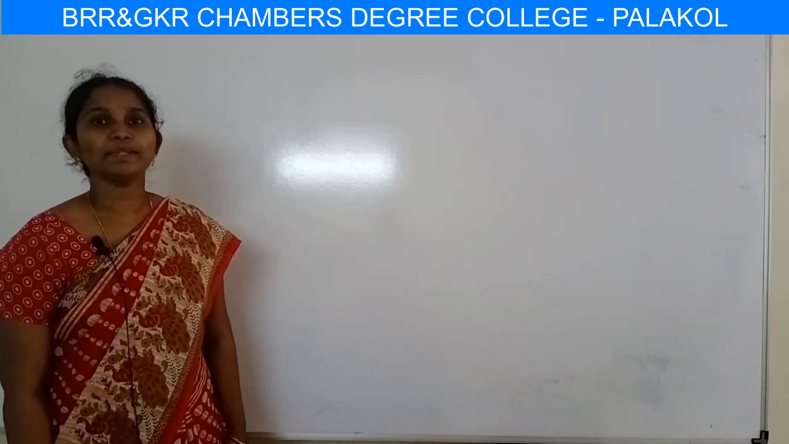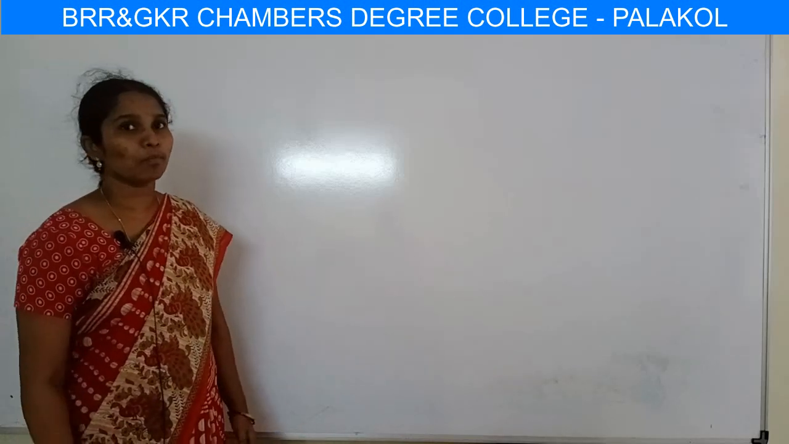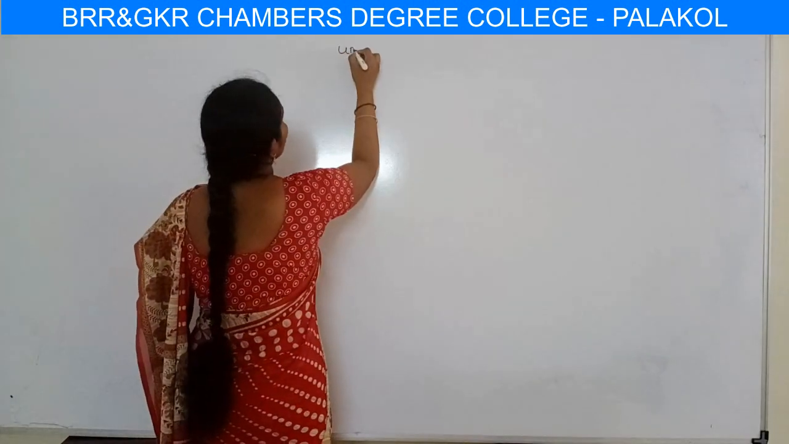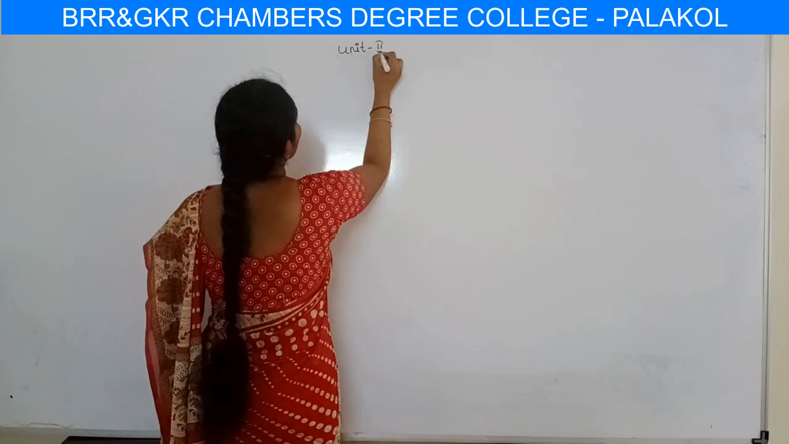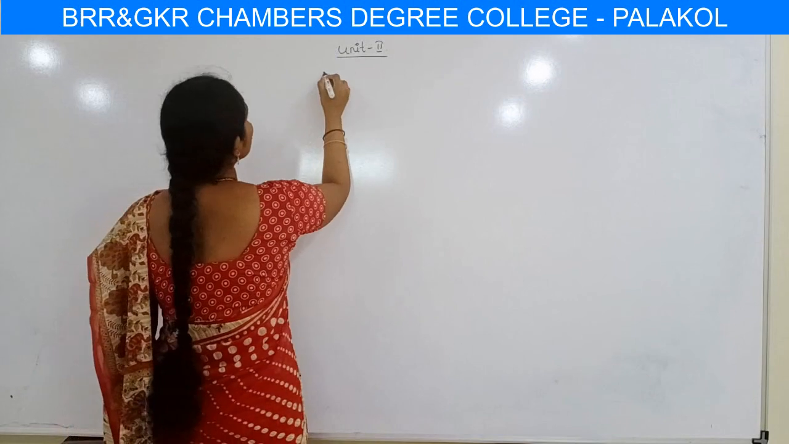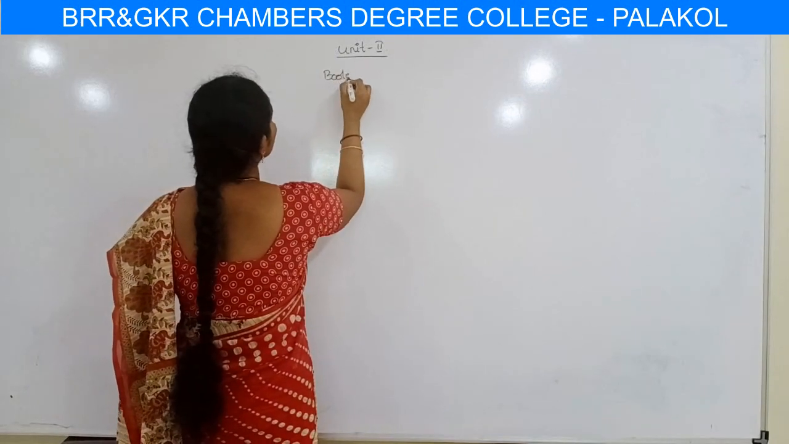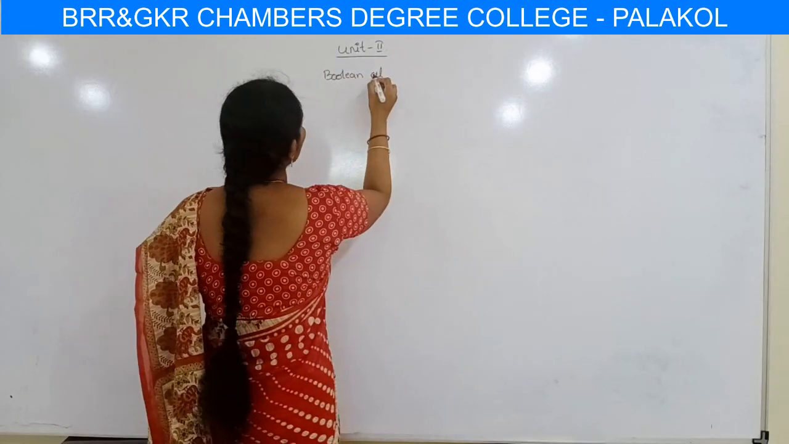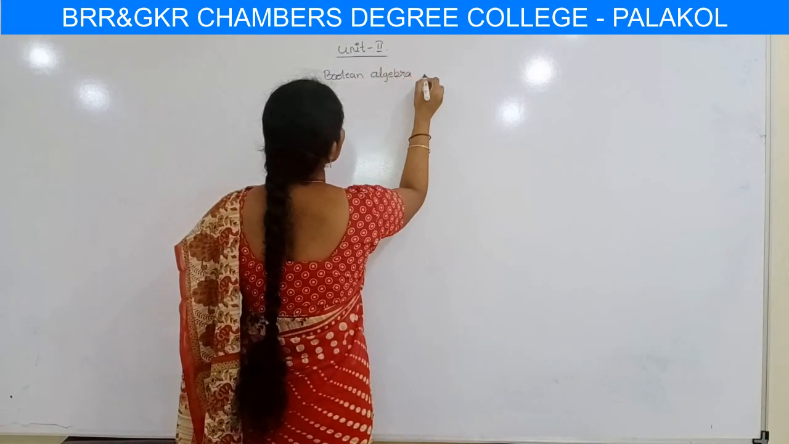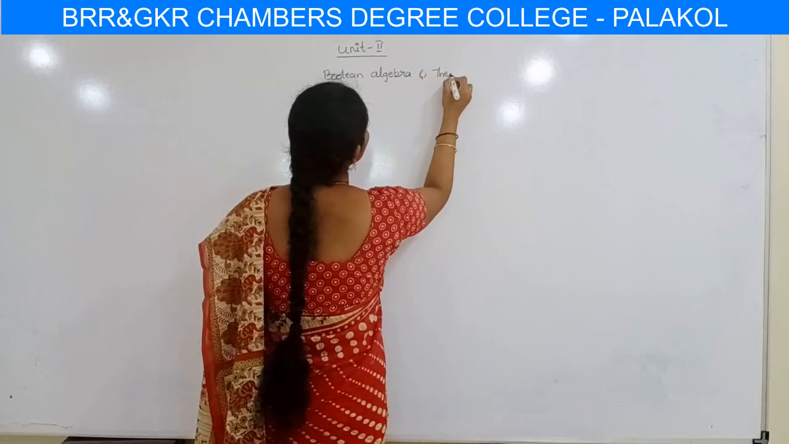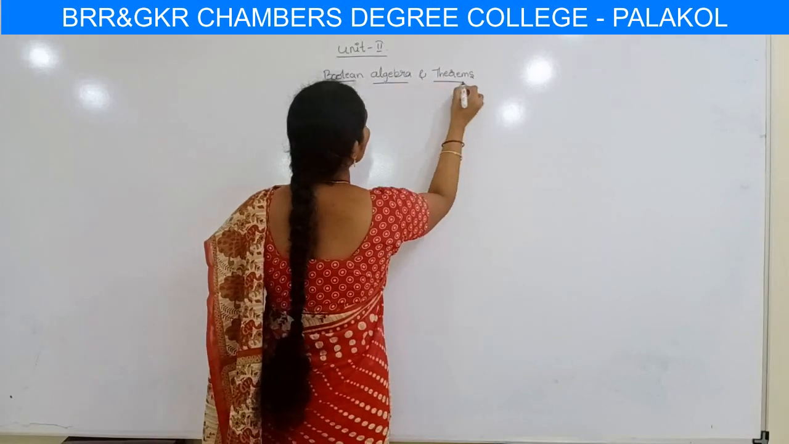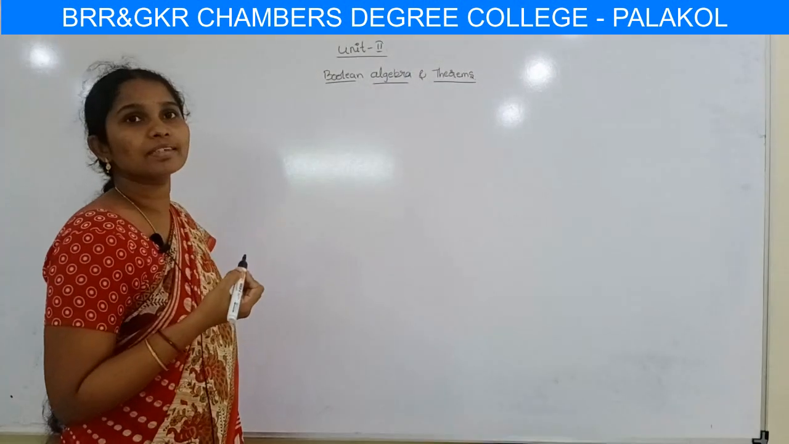Okay, so now in this presentation I would like to explain about unit number 2 in the digital electronics paper. The name of this paper is Boolean algebra and theorems. First of all, I will tell the syllabus.